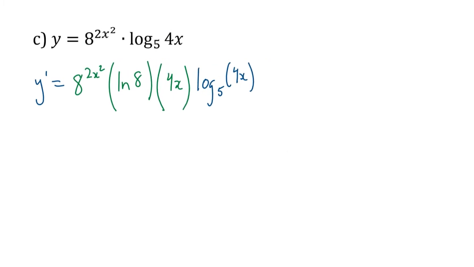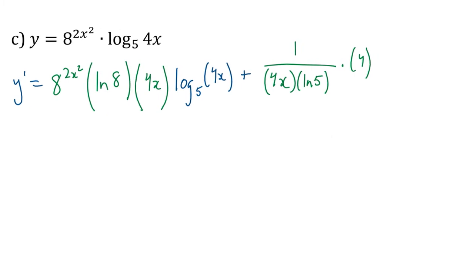Okay, plus derivative of the second thing, 1 over 4x times ln of the base, and the 4x is the argument of the log, right? So it's just 1 over that times ln of the base times derivative of the argument, which is 4, times the first thing.